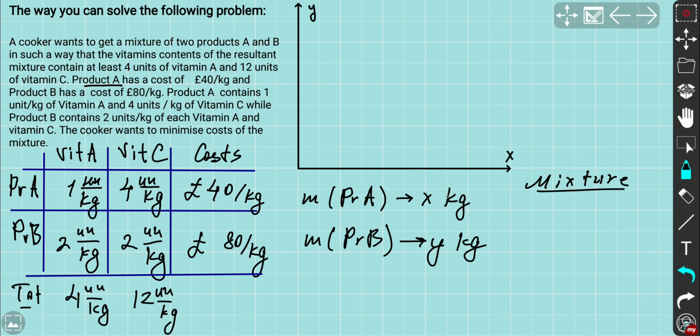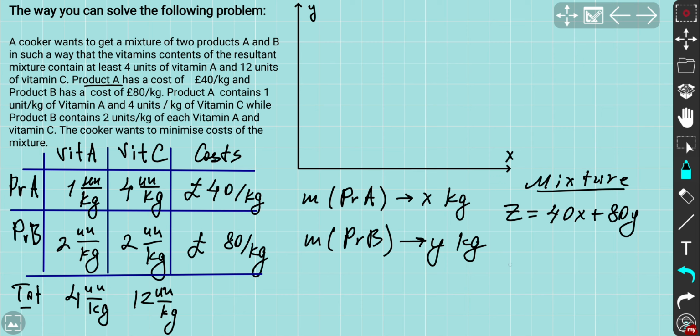If we combine them, x kg for product A and y kg for product B, we're going to have z as an objective function in terms of cost. Each kilogram of product A costs 40 pounds, so in total, if we have x kilograms, we've got 40x pounds. And on top of that, we have 80 pounds per kilogram of product B, so 80y. That's our objective function, which we want to minimize.